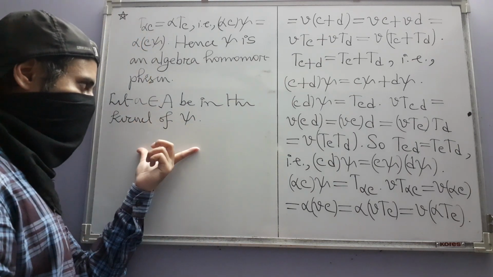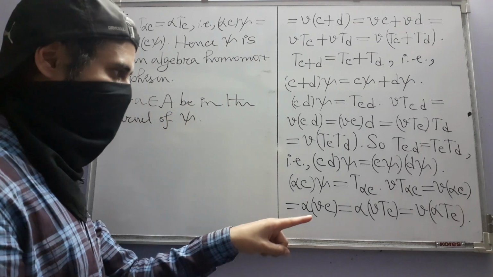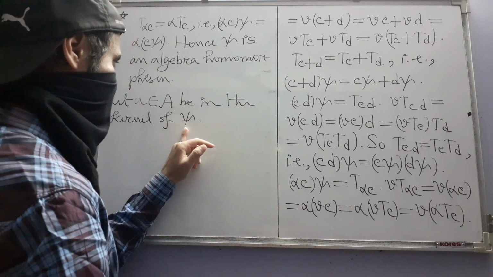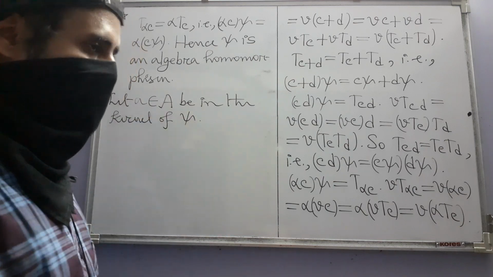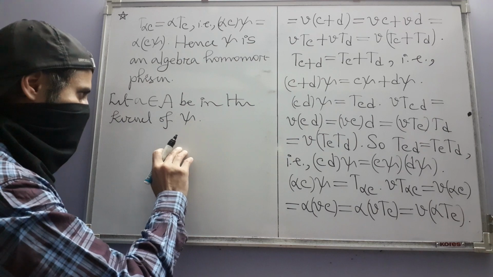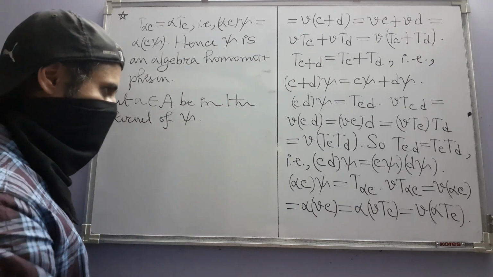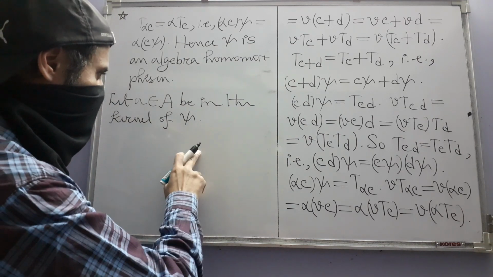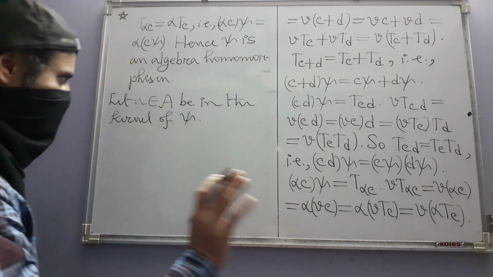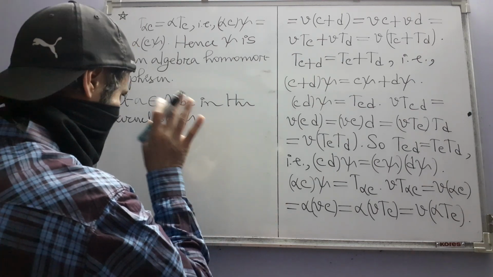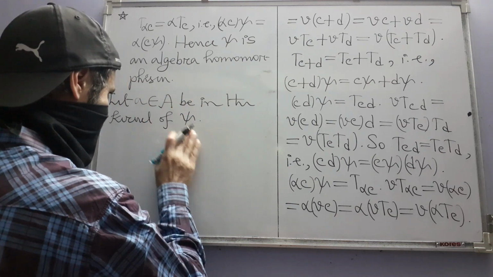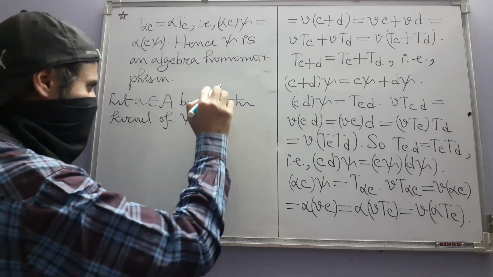The kernel as a vector space homomorphism is a subspace of A. But at the same time, when you consider the kernel of psi as a ring homomorphism, it's an ideal of A. But anyway, let's not go into those things. So we are now considering psi as a vector space homomorphism or a linear transformation.